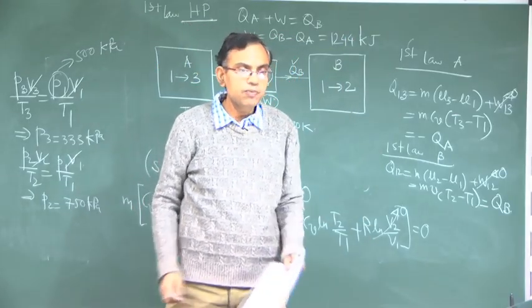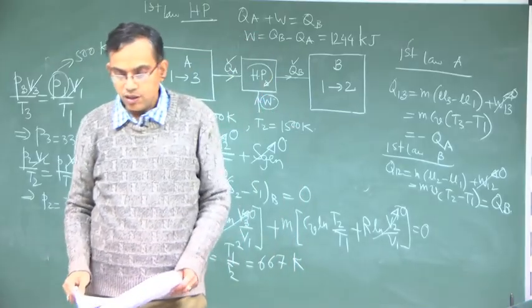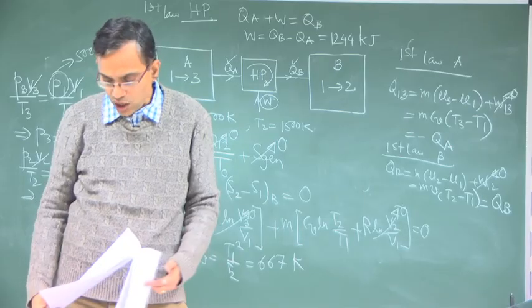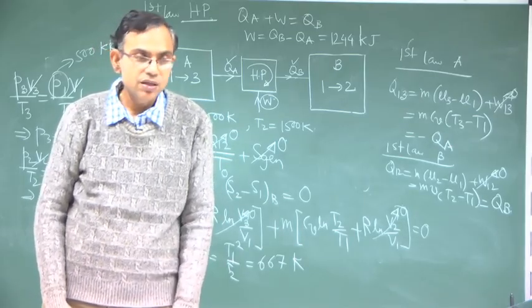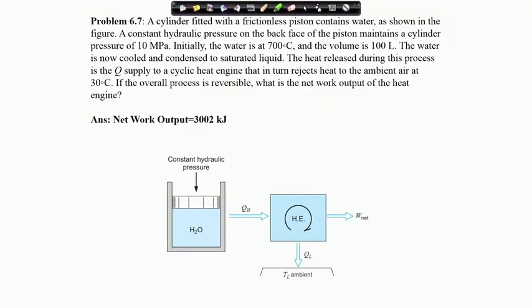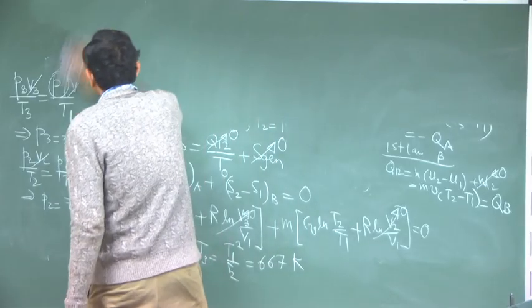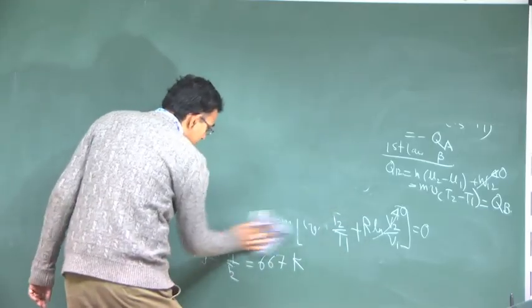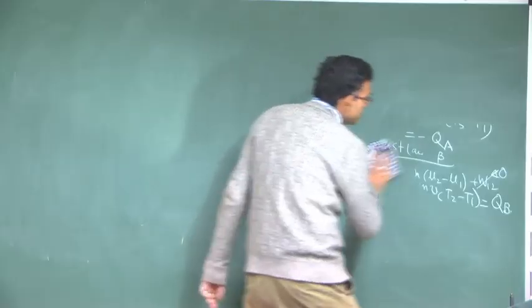There is a final problem for this particular part of the chapter, and that problem I will not solve fully, but I will give you a hint how to solve, that is problem number 6.7. So, let me erase the board. I will not draw the picture completely, but I will give you some hint. At least one or two problems you should try by yourself with a little bit of hint, and I will of course give you the final answer. So, let us look into the problem.